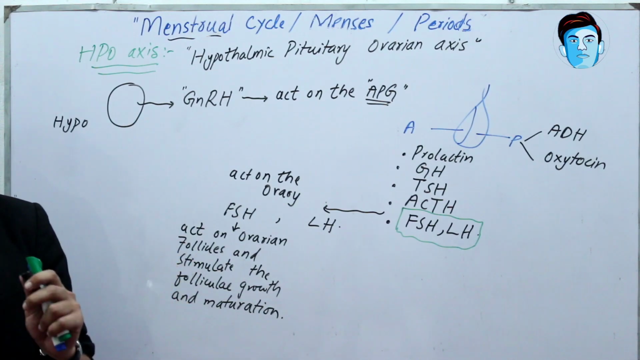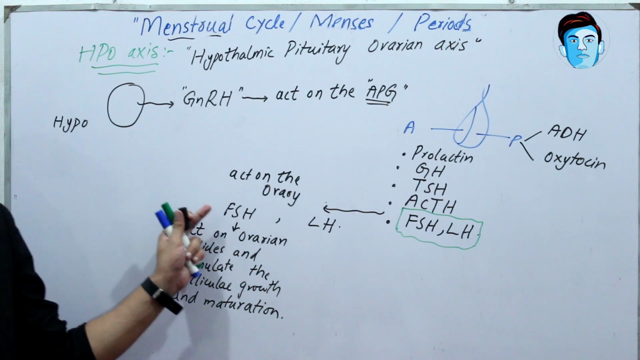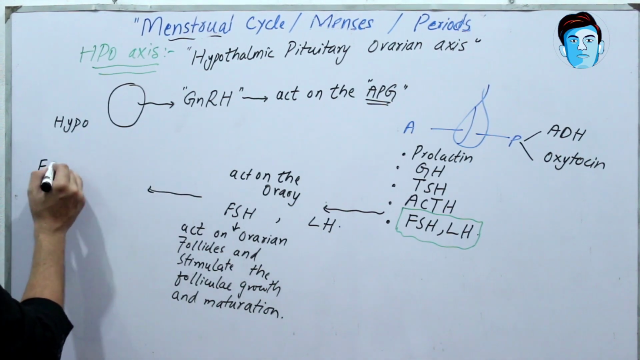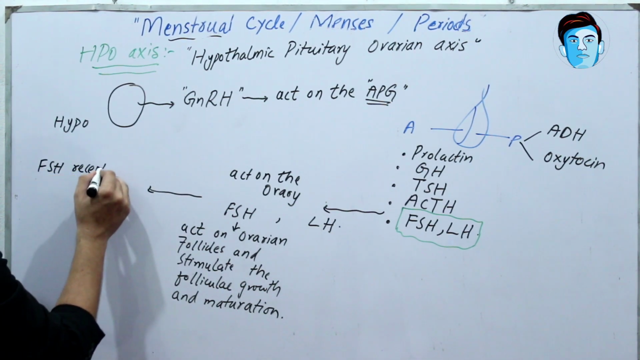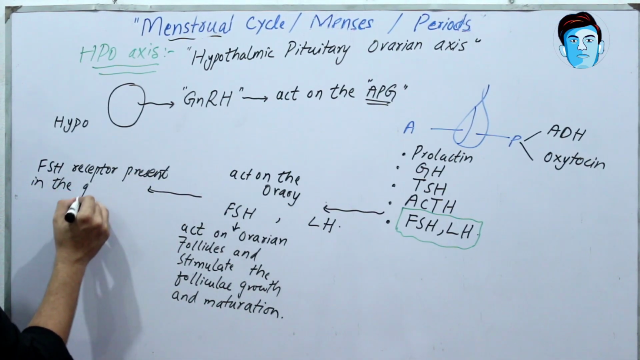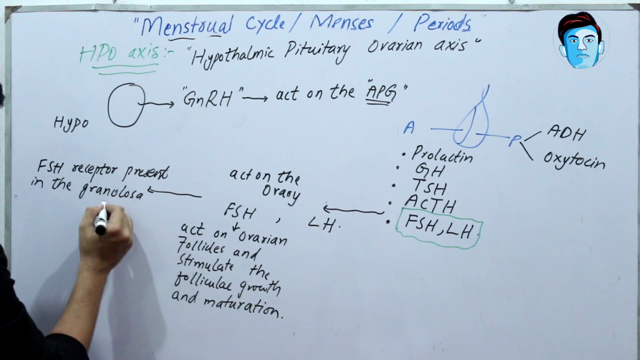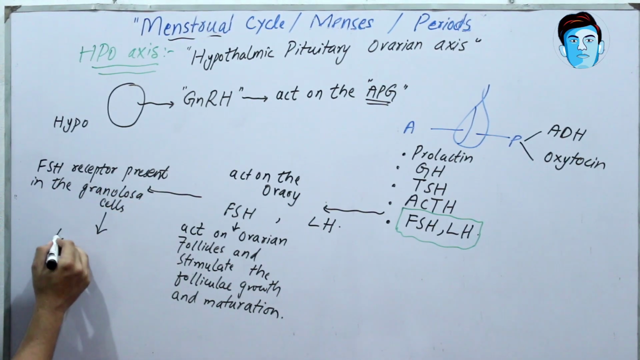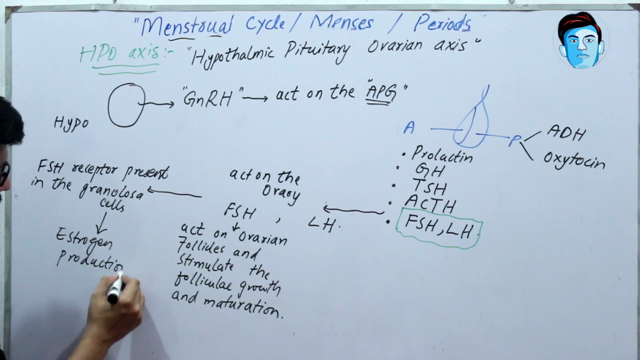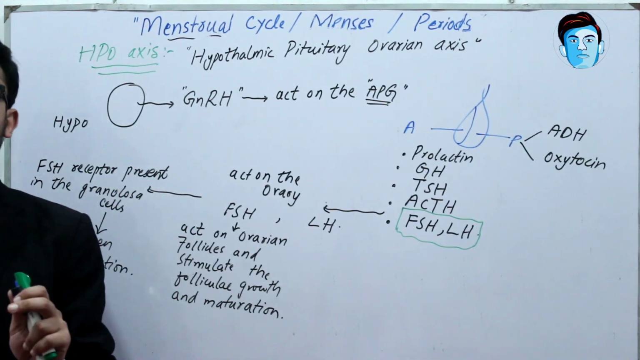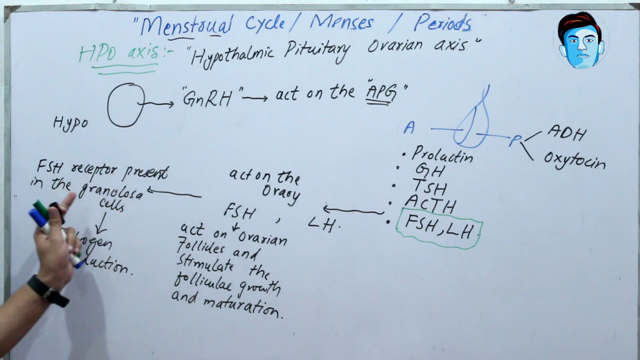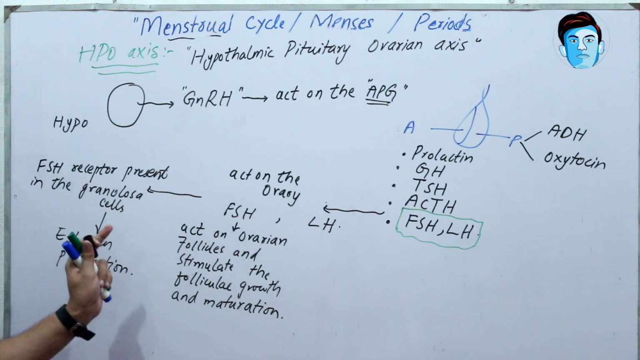Another very important question they will ask is where the FSH receptor is present. Your answer will definitely be that the FSH receptor is present in the granulosa cells, and in turn this granulosa cell helps in estrogen production. So FSH acts on ovarian follicles, stimulates follicular growth and maturation, its receptor is present in the granulosa cell, and ultimately it helps in estrogen production.